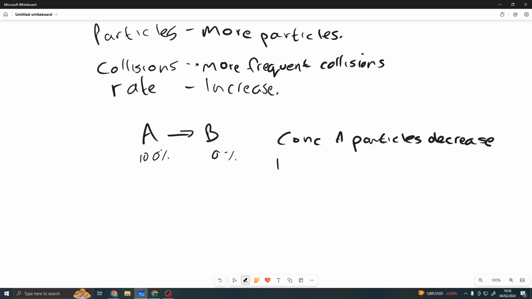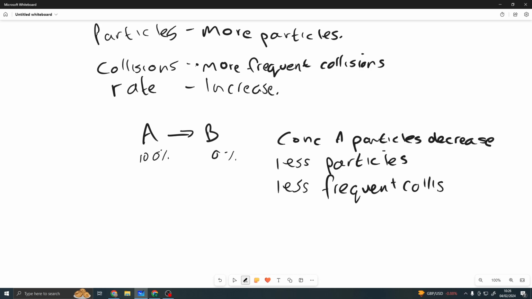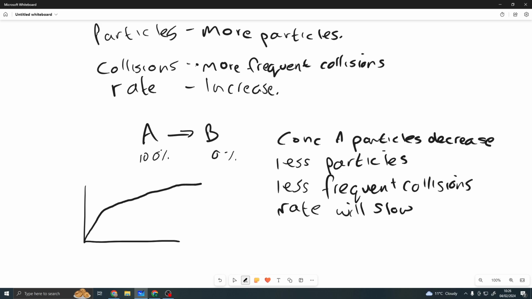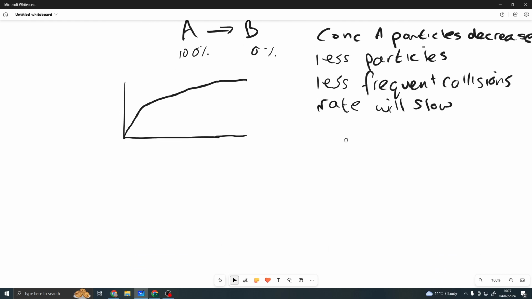This means less particles, obviously. This means less frequent collisions. That means over time, as this reacts, your rate will slow down until it stops. Now you're going to end up with a graph that, oh, that was a remarkably good axis. You're going to end up with a graph that looks a little bit better than that. But yeah, this bit should be horizontal. You'll end up with a graph that looks like that, because you can see that it's slowing down. Okay, that's all you've got to do. You'll get a much better graph than that on your exam paper.